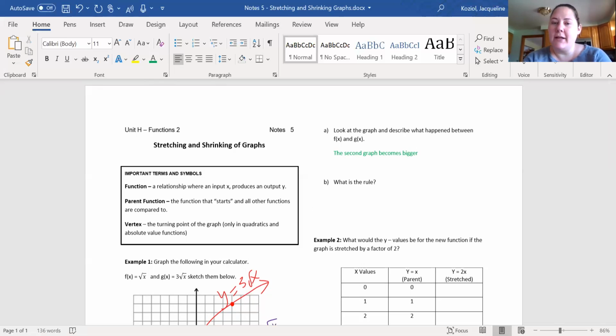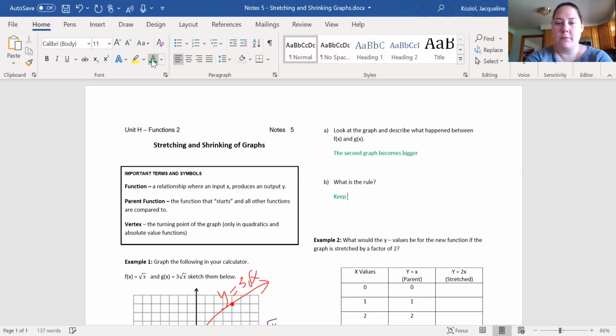Okay, so then the second part says, what is the rule? Well, if I think about those coordinates, I went from 1, 1 to 1, 3. And then I went from 4, 2 to 4, 6. The y coordinate is the only part that is changing. So the rule is that you take whatever the y coordinate is and you multiply it by what you're stretching or shrinking by. So we're going to put that into words here.